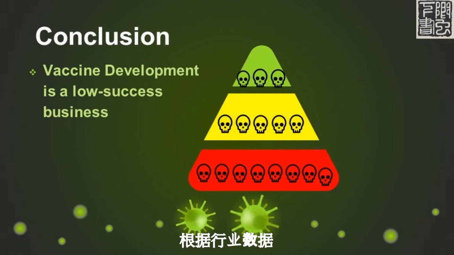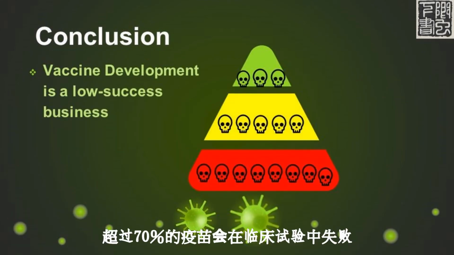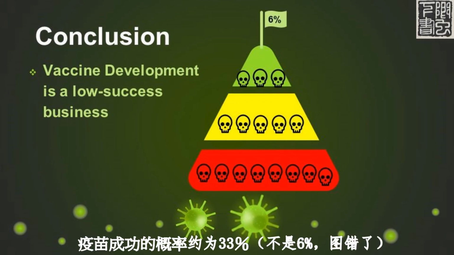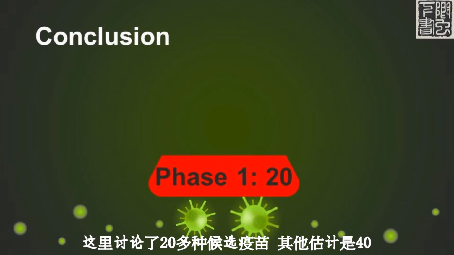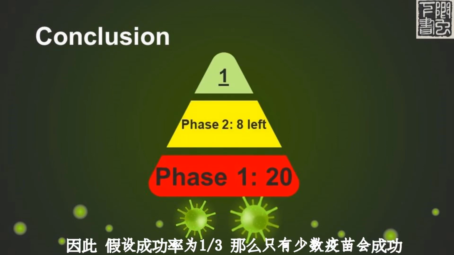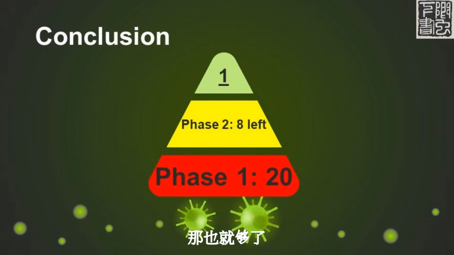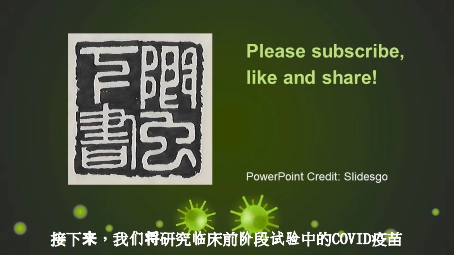According to industry data, more than 90% of the vaccine candidates fail in clinical trials. A vaccine has a probability of success of about 6%. We have talked about over 20 vaccines here. Other estimates put the number over 40. So assuming a 6% success rate, there will be at least one that works in the end, and that is probably all we need. Next, we will look at the COVID vaccines that are in preclinical trial.